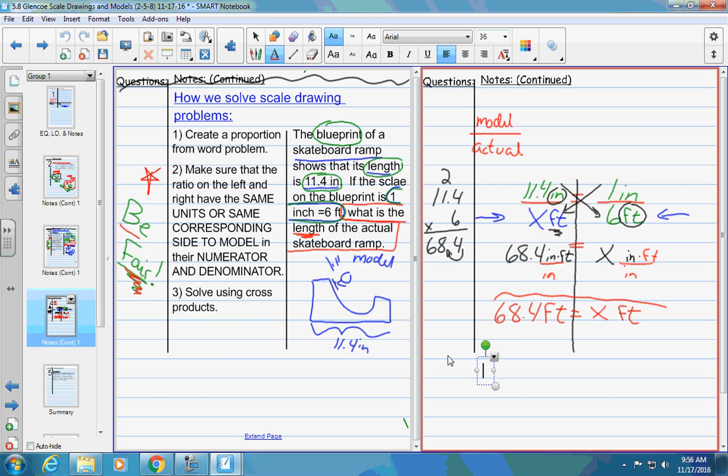And I'm going to write out that answer for us. The skateboard length, that would be a really large skateboard. The skateboard ramp's length will be 68.4 feet. So we're using that skill of cross products.